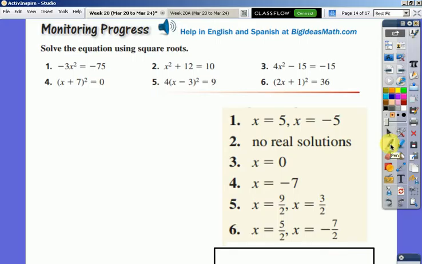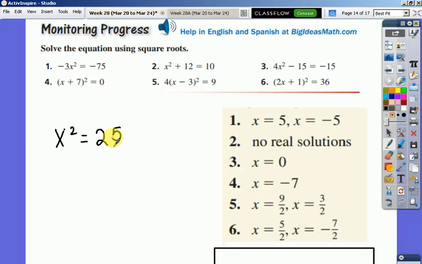Number 1. What do I do first? Divide by negative 3. When I take negative 75 and divide that by negative 3, what do I get? 25. So I have x squared equals 25. When I divide by negative 3, then what do I do?